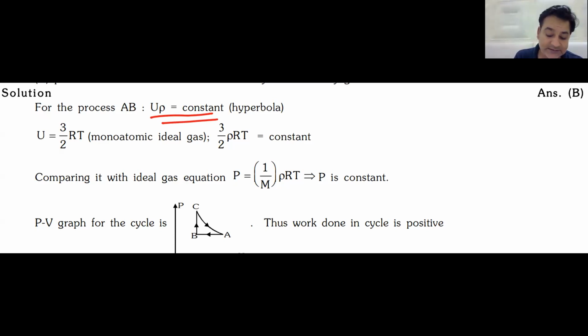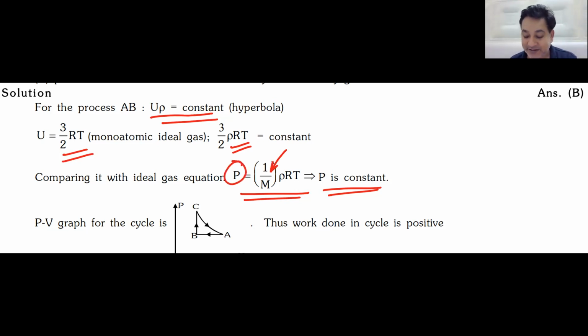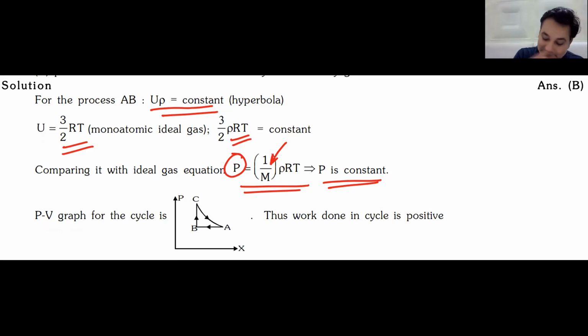U, internal energy, is nCv delta T. Yes or no? I have taken rho into PM equal to DRT. That's why I got P is equal to rho RT by M. And rho RT is constant. Molecular mass has to remain constant. This is, my dear gentlemen, an isobaric process. Internal energy. Yes or no, bacha? Yes, sir. And then you see in this process, volume is getting decreased.